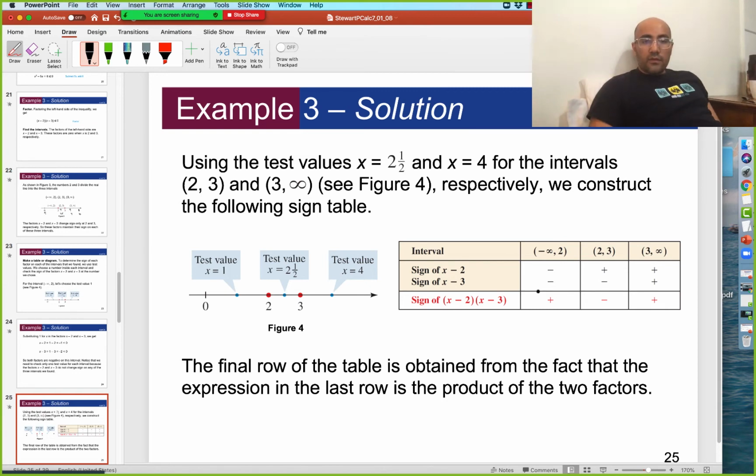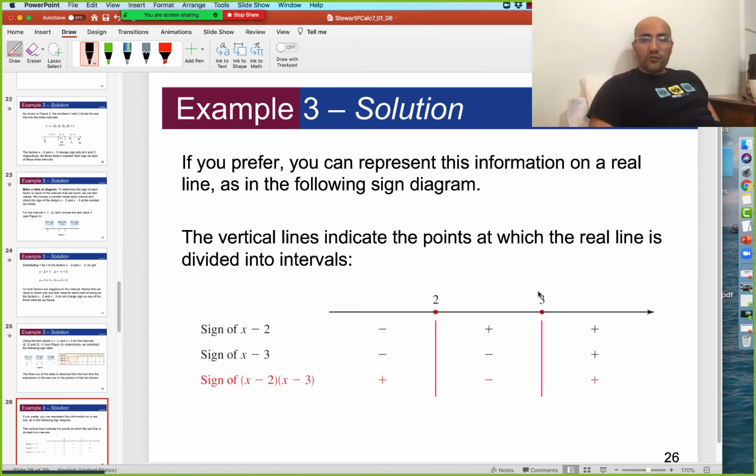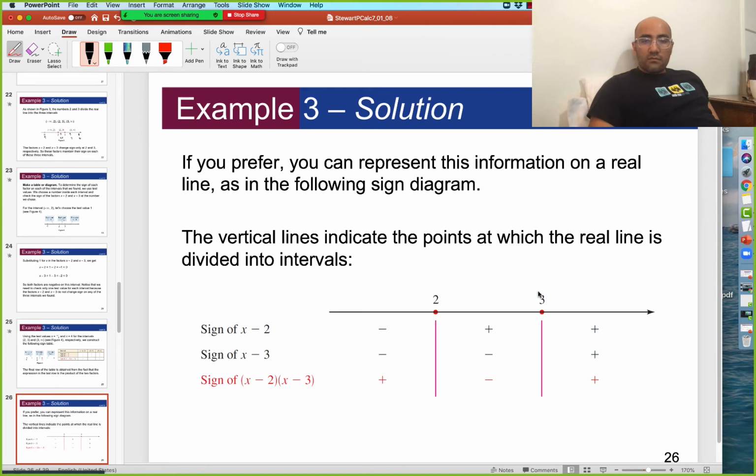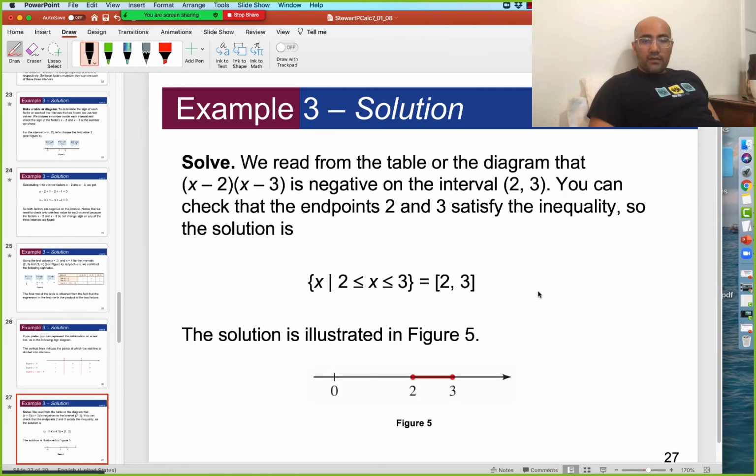the sign of each of those regions. So putting it together like this, and finally, you get to the same answer we got.